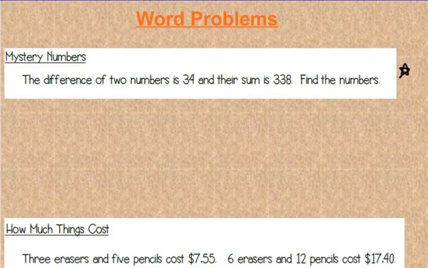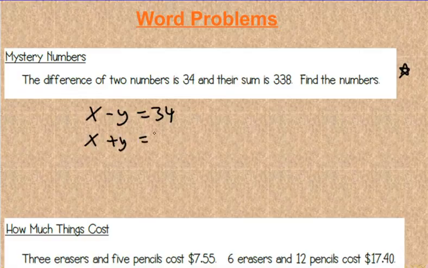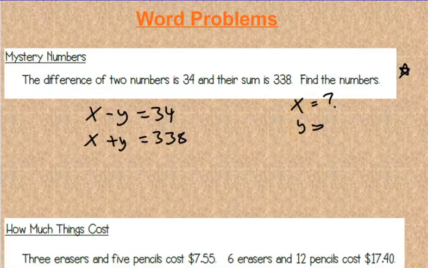So FYI, if you say the difference of two numbers, we'll just say x minus y is going to be equal to 34. The sum of the numbers, so we'll do x plus y, is going to be equal to 338. And I'd like you to try to solve this system of equations then using elimination. What is x and what is y? And if you'd like to put it in an ordered pair to make it more familiar for yourself, go ahead and do so. But that is the problem I'm going to leave you with.